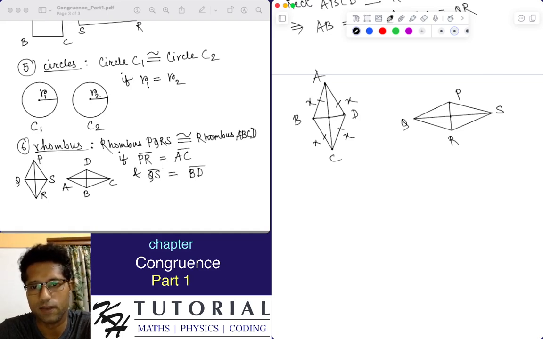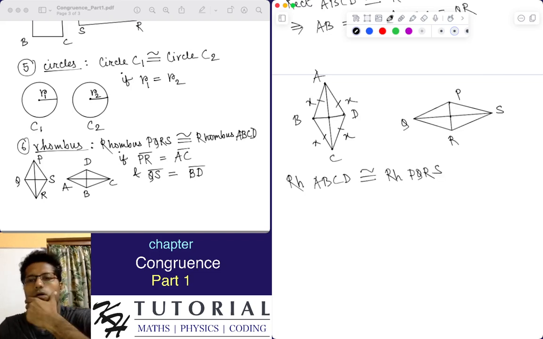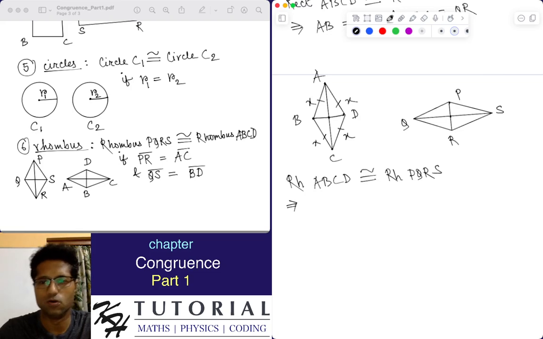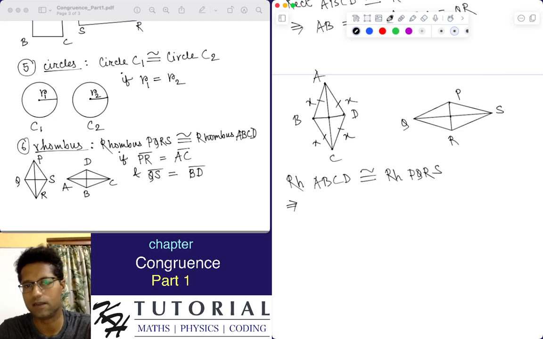Let's see, if I write RH in short for rhombus ABCD, let's say if I do this, rhombus PQRS, will it be correct? Will it be correct? Because we know that in a rhombus the diagonals should be of the same length. Now if these two rhombus are congruent, then we know that in the rhombus ABCD the diagonals are AC and BD.